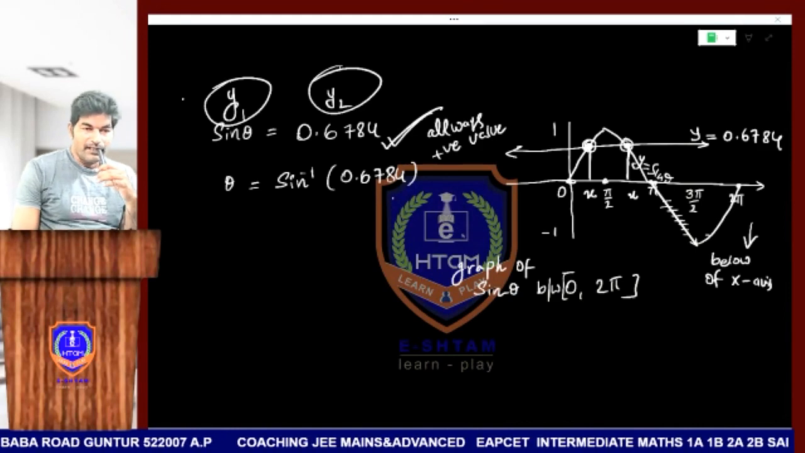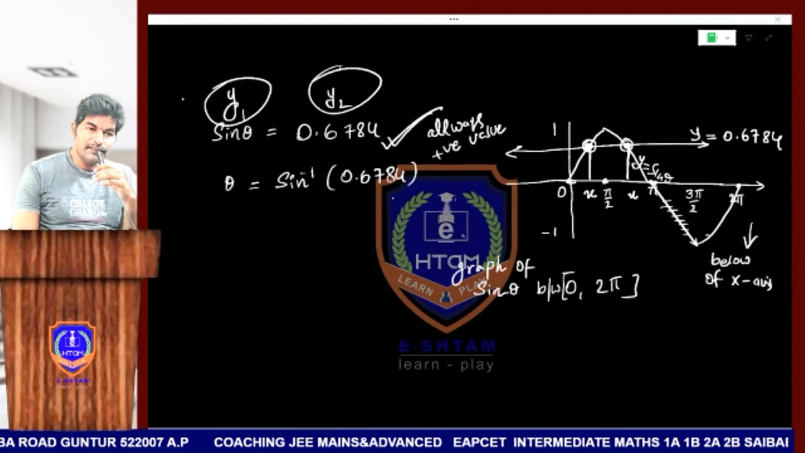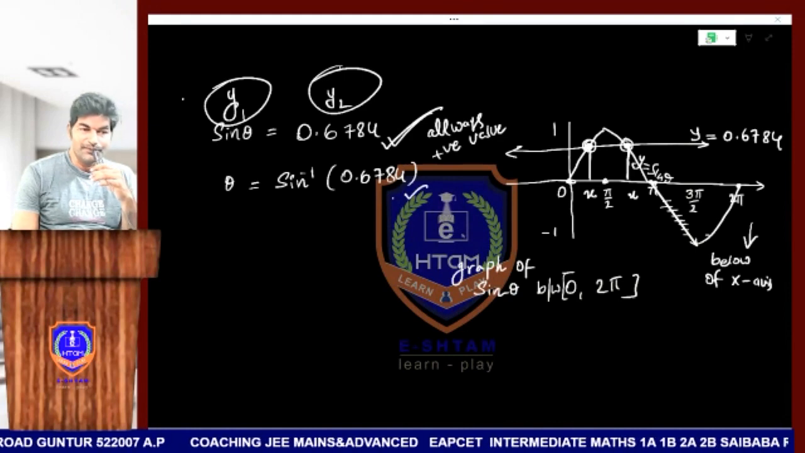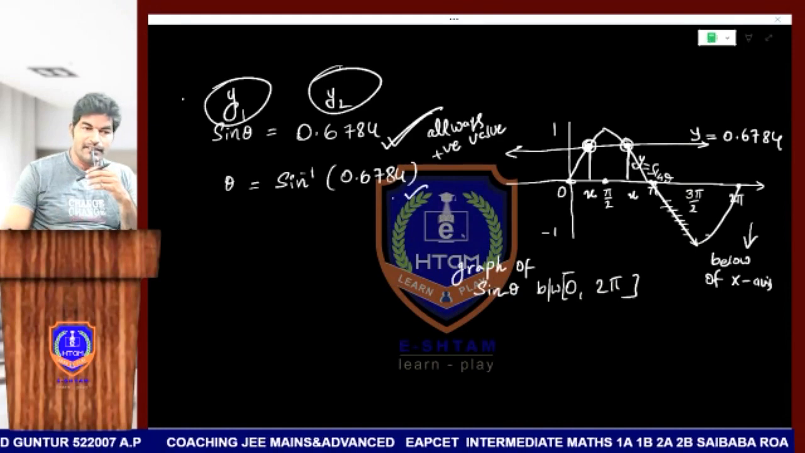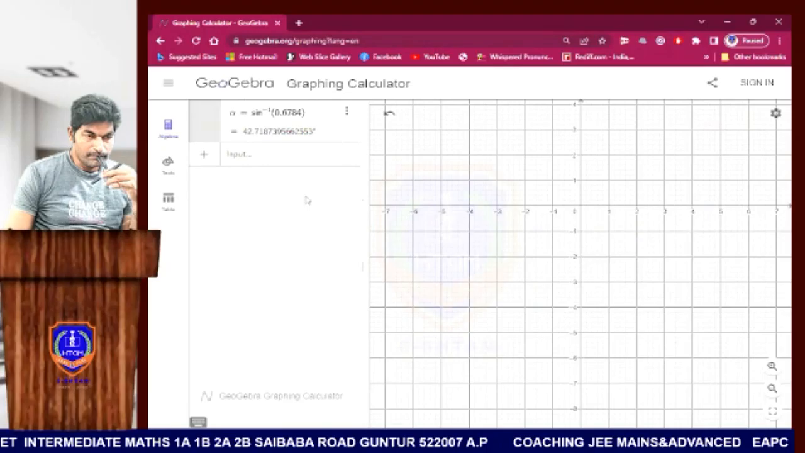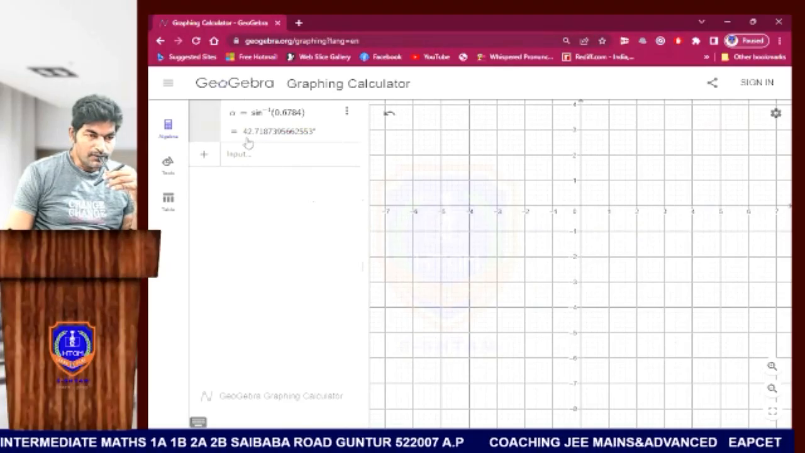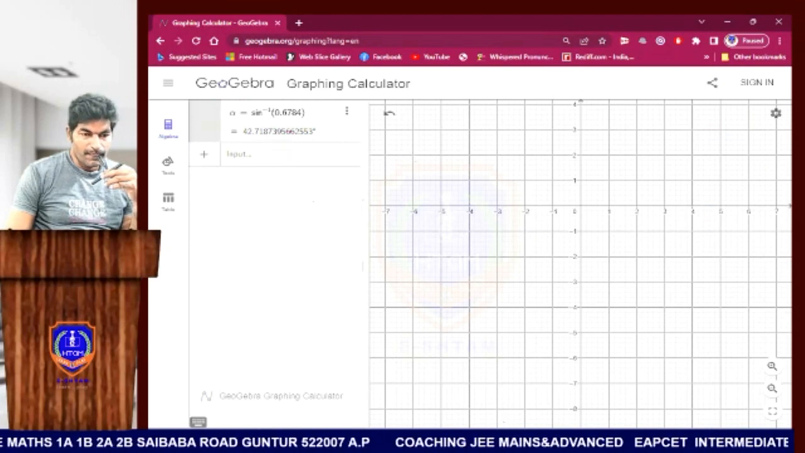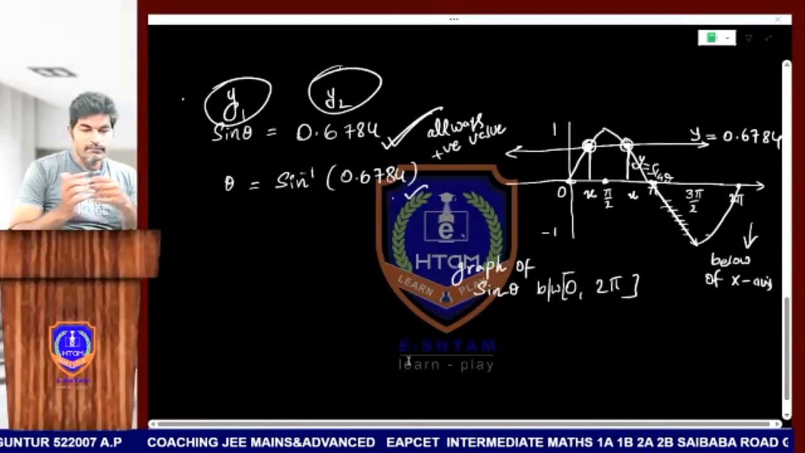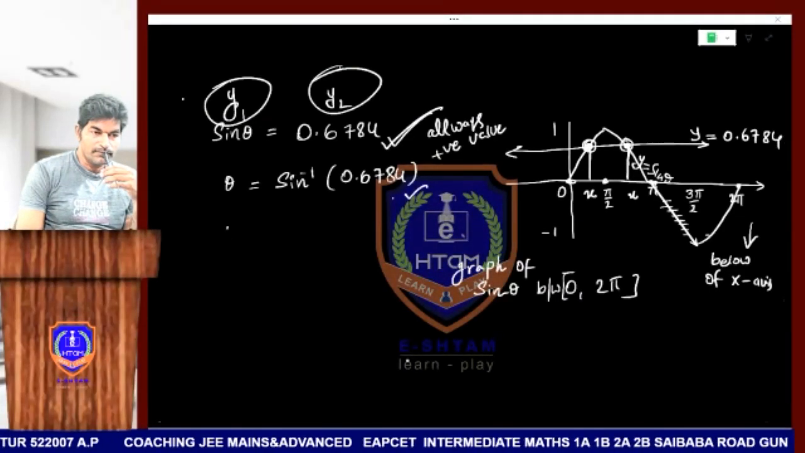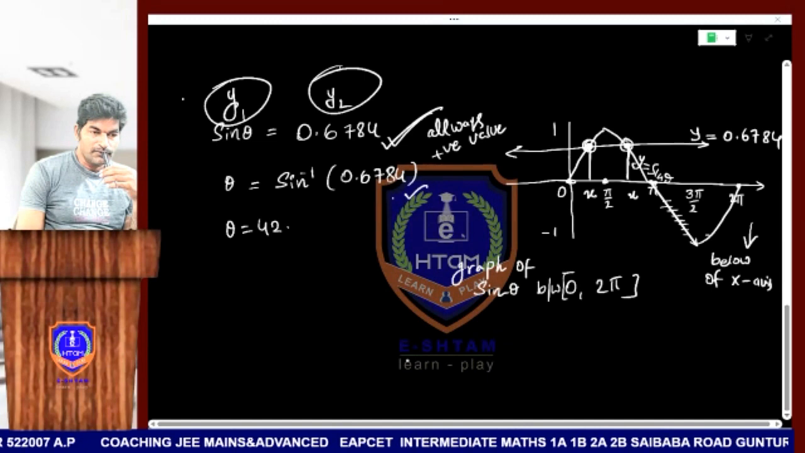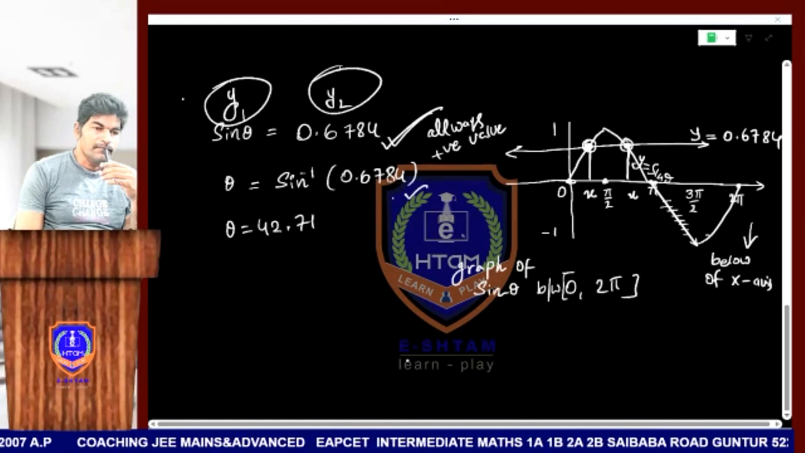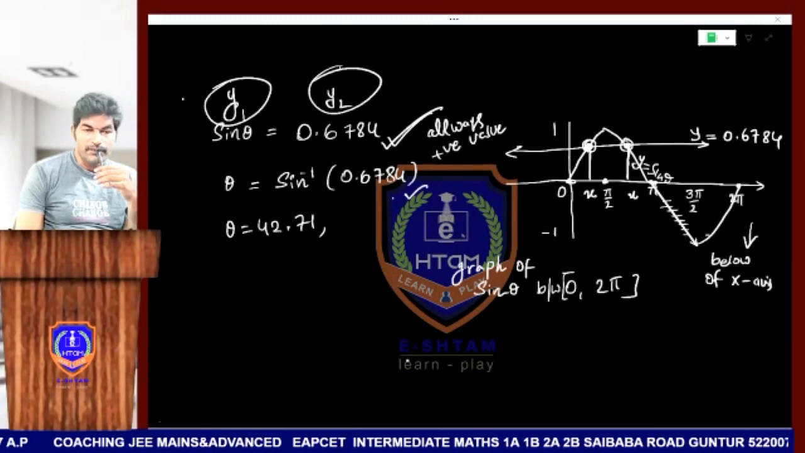To get that value, you need to use your calculator to calculate sine inverse of 0.6784. It shows 42.7187. Copy this information: 42.71. Write down theta equal to 42.71 degrees, comma, you have one more value.